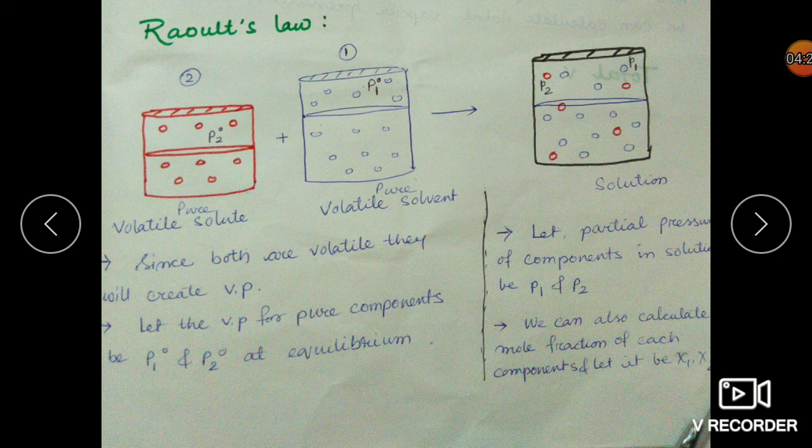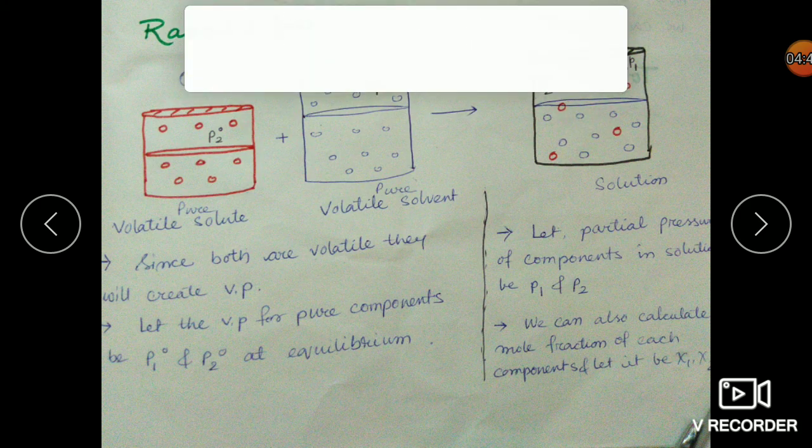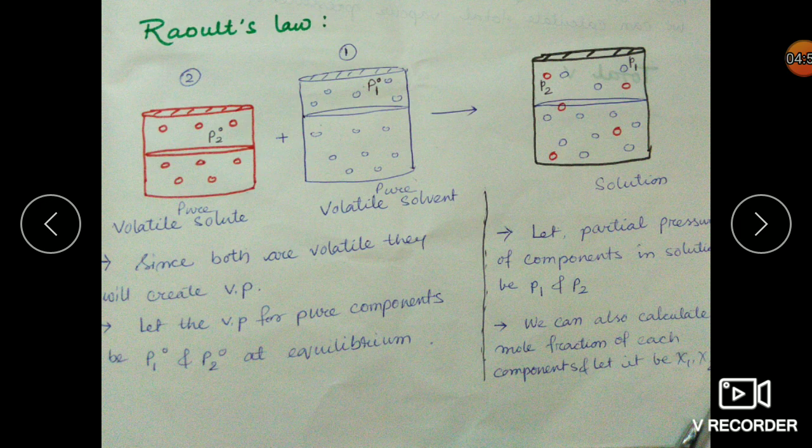Now next what we'll do, we'll make a solution using this volatile solute and solvent. Suppose we have taken 90 ml of this pure volatile solvent in a beaker, and we have added 10 ml of pure volatile solute over there. Now whenever we have added this to make the solution, we know what percentage we have taken, so easily we can calculate the mole fraction.